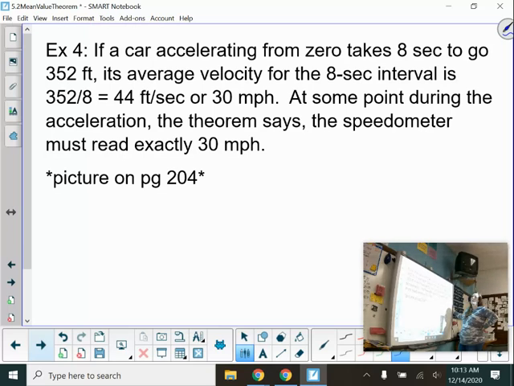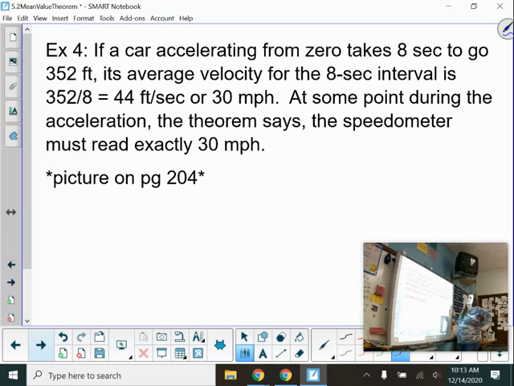So for example, if you're starting from 0 and you end up at 50 miles per hour, your average rate of change would be 50. So that, well, I guess it depends on how long you take to do that.